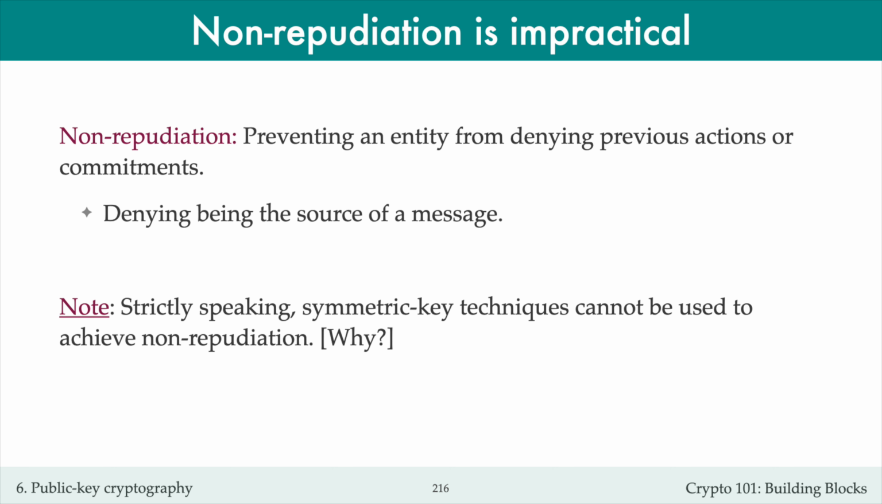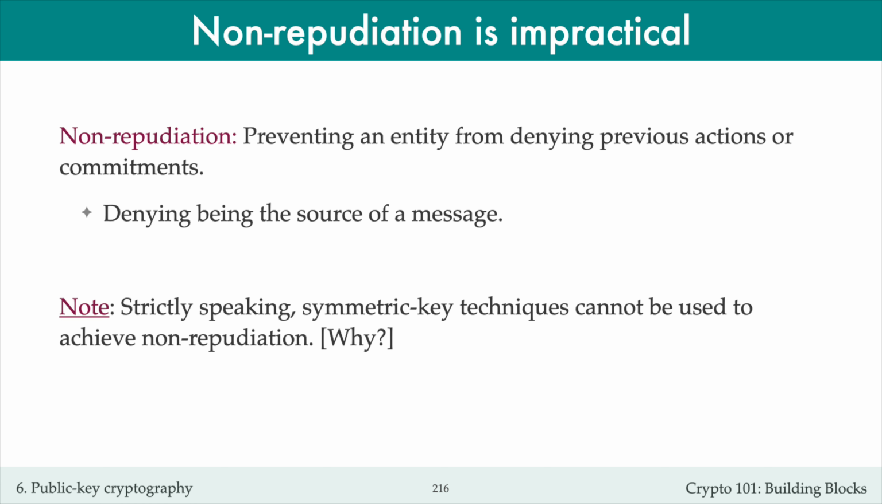A third drawback with symmetric key cryptography is that non-repudiation is impractical. Recall that non-repudiation means that an entity cannot deny having been the source of a message. So when Alice sends Bob a message, not only is Bob assured that the message came from Alice, but Bob can also prove to a third party that Alice did indeed send him the message.